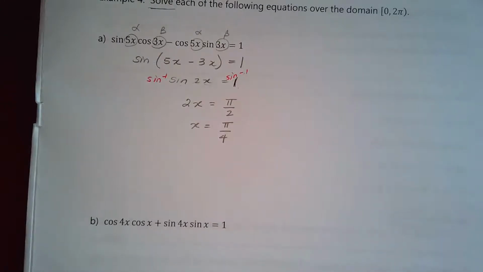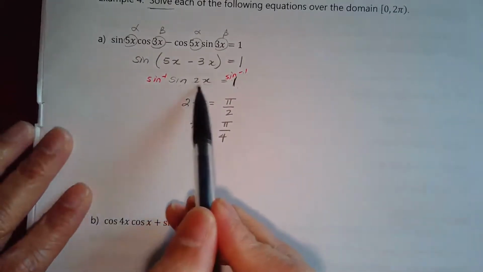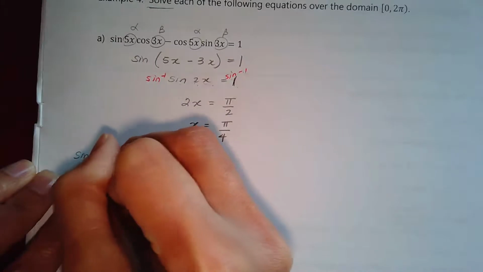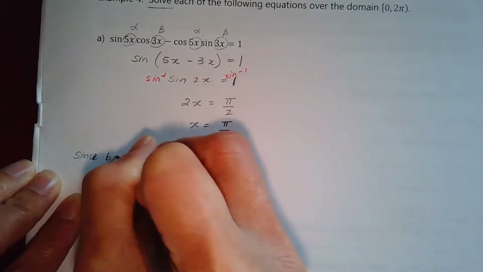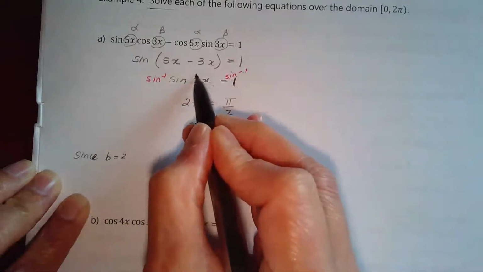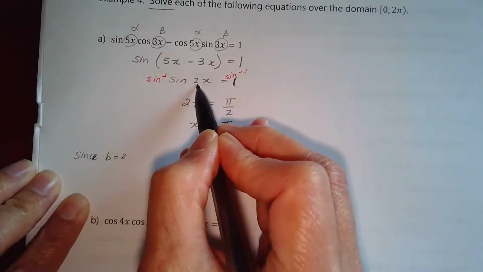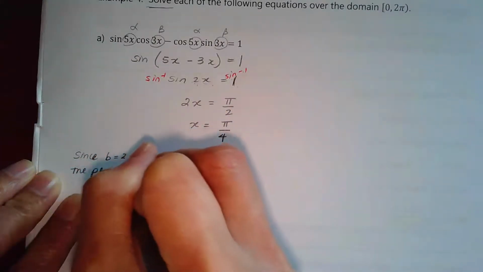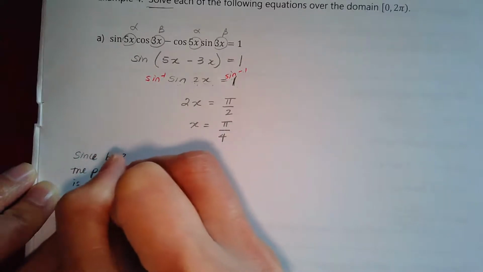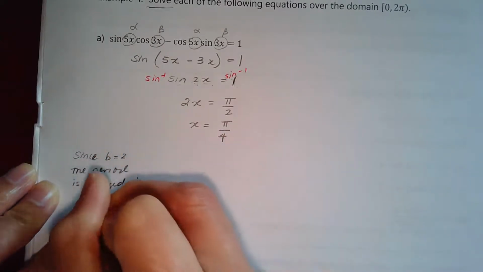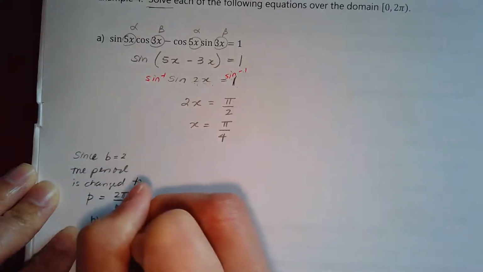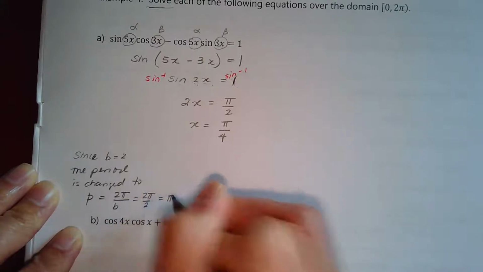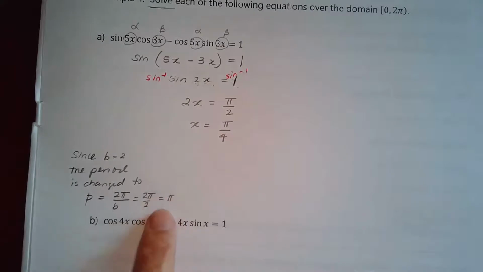Now let's take a quick look in here. Because this is a double angle, b is 2. When we look at the b value in terms of our transformation, the period has changed. The period of the graph changed to p equals 2 pi over b, which is 2 pi over 2, which is really just pi. So the period now is pi.